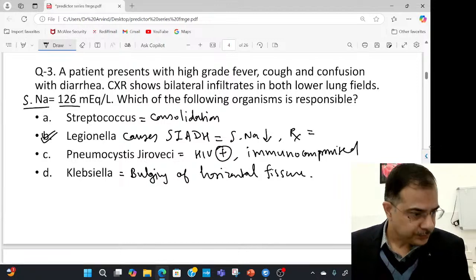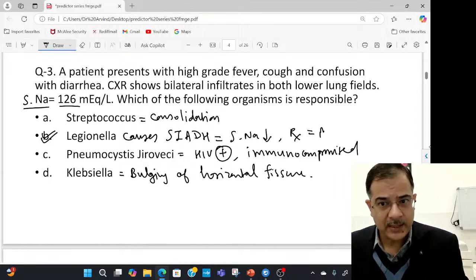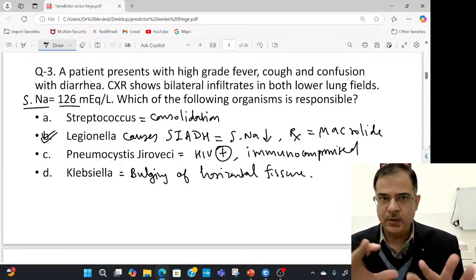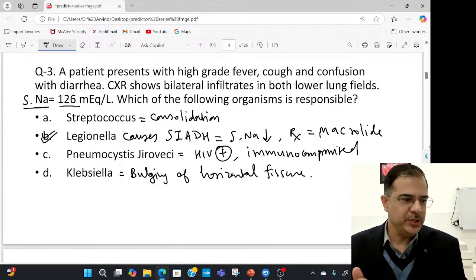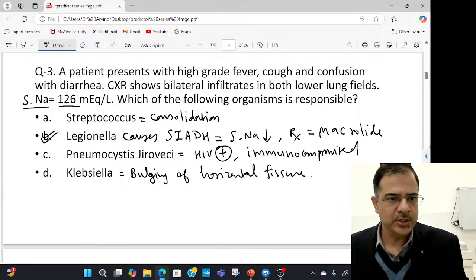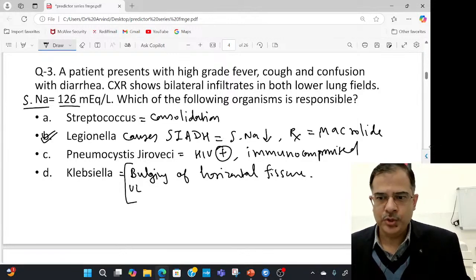So the answer ceftriaxone? No, beta-lactam is not ceftriaxone. It will be macrolides. Beta-lactams like ceftriaxone will not be effective in cases of Legionella pneumonia. Yes, it will be azithromycin. Klebsiella upper lobe? Yes, Klebsiella usually causes upper lobe involvement. Now coming to question number 4.